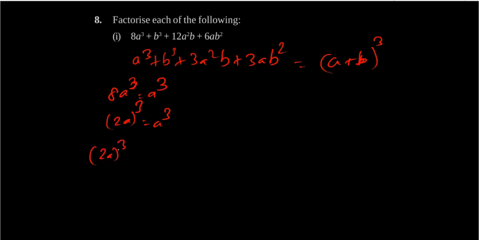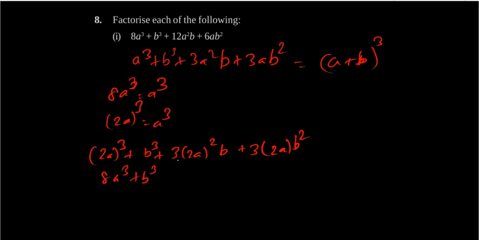So, we can rewrite as 2a the whole cube plus b cube plus 3 times 2a square b plus 3 times. That means in place of a, we have to substitute 2a, and in place of b, we write b itself. So, in the last term, 3 times 2a and b square. So, 2a cube is nothing but 8a cube plus b cube.